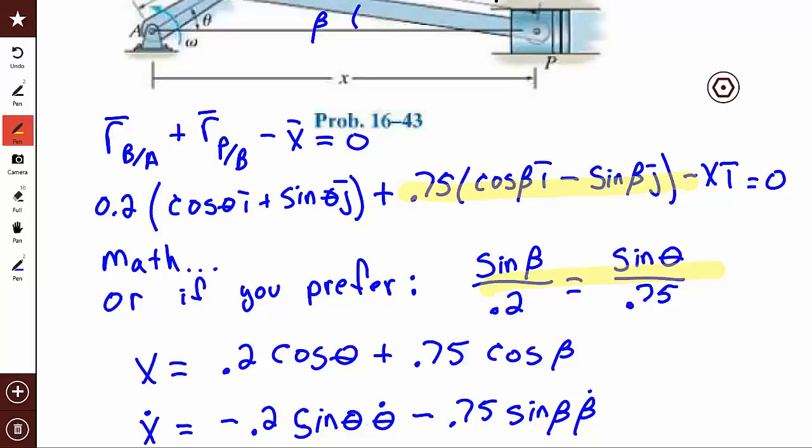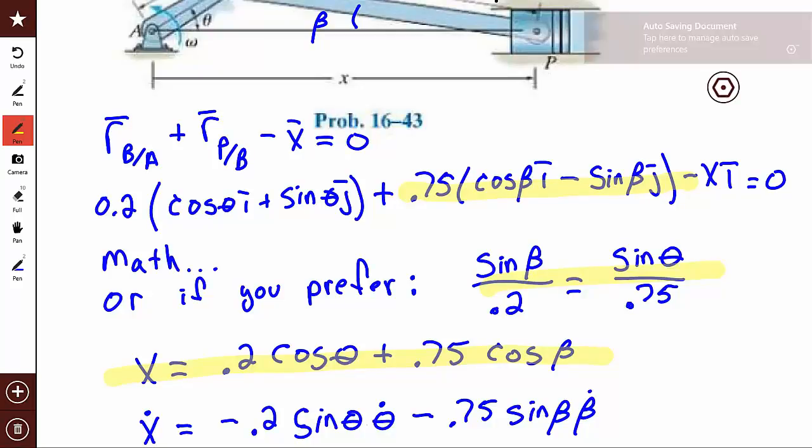Where did this come from, by the way? Where did this guy right here come from? Exactly, it's the I equation. Look back here at your loop. You have 0.2 cosine theta plus 0.75 cosine beta minus x equals 0. So you just take the x to the other side, bang, there's your x.